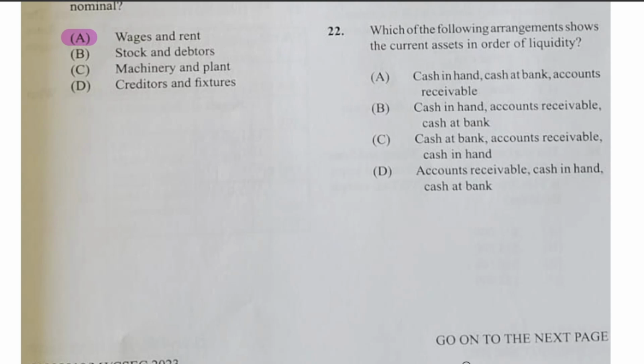And the last one: which of the following arrangements shows the current assets in order of liquidity? So we have two types, liquidity and permanence. Permanence is basically lasting from the longest period of time to the shortest period of time. Liquidity is from the shortest period of time to convert to cash, to the longest period of time. So for liquidity, the first thing you look for is cash in hand. After cash in hand, we have cash in bank. Cash in hand means the money is already in cash.